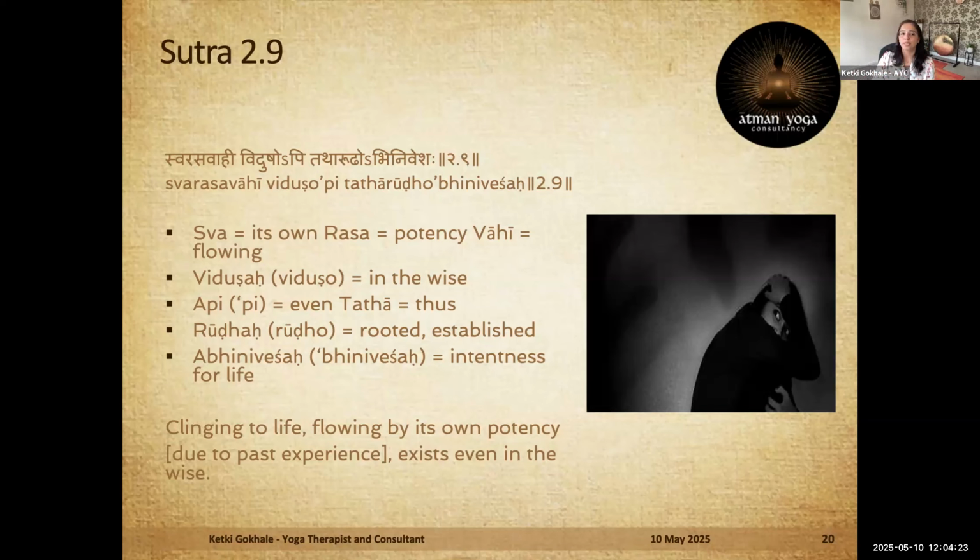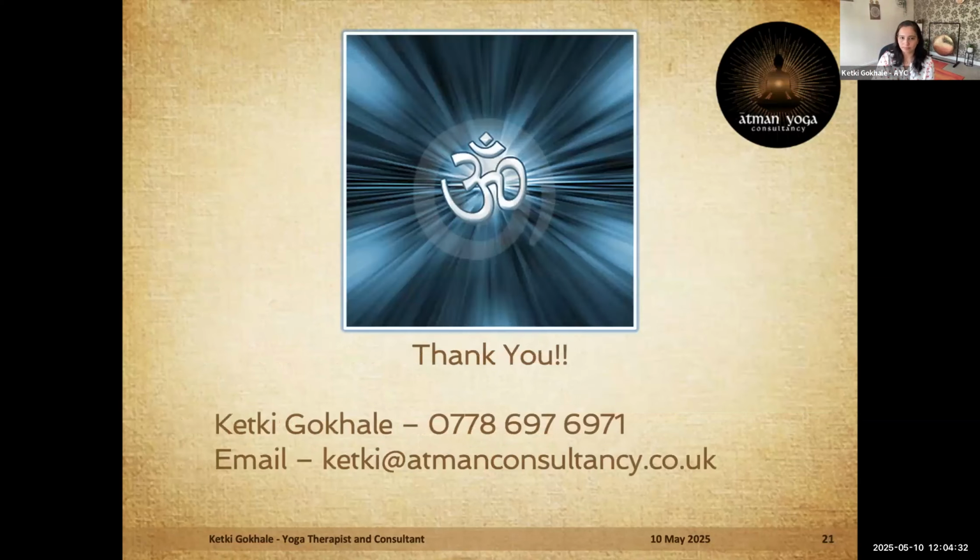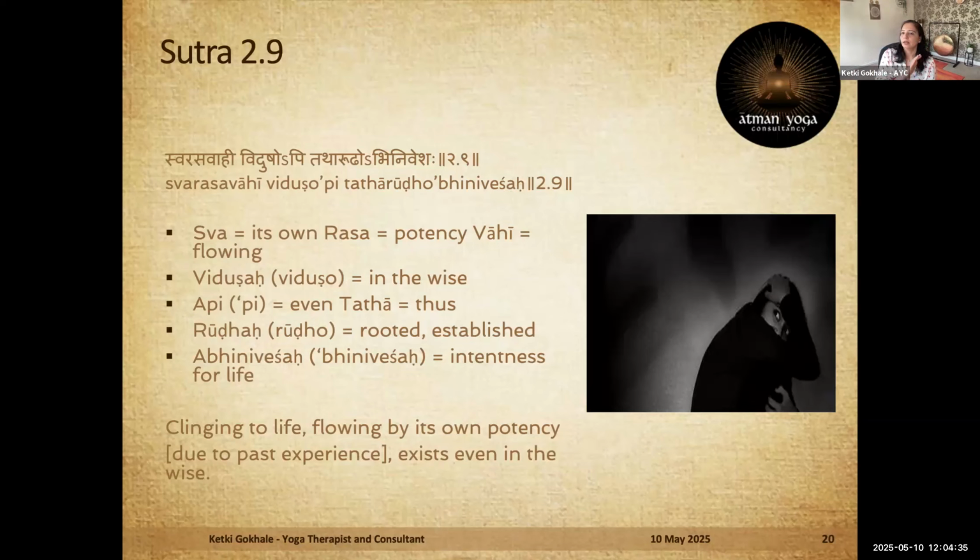Swarasavahi vidushopi tatharudhobhiniveshaha. Okay, so here we are going to stop where now Patanjali has begun with in the next chapter, Sadhana Pada, with Kriya Yoga, Tapaswadhyaya, Ishvara Pranidhana, and then why we are doing it? For attainment of Samadhi and to minimize the obstacles or afflictions in our life.